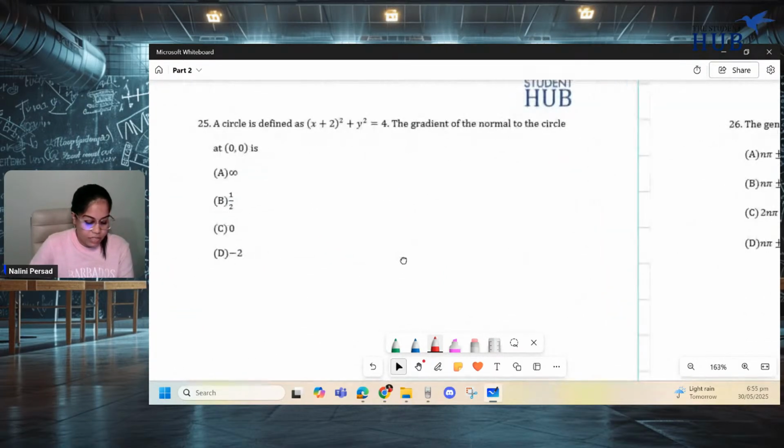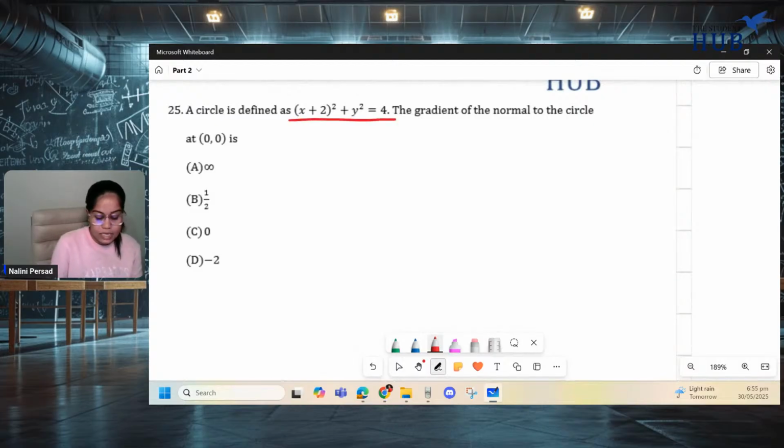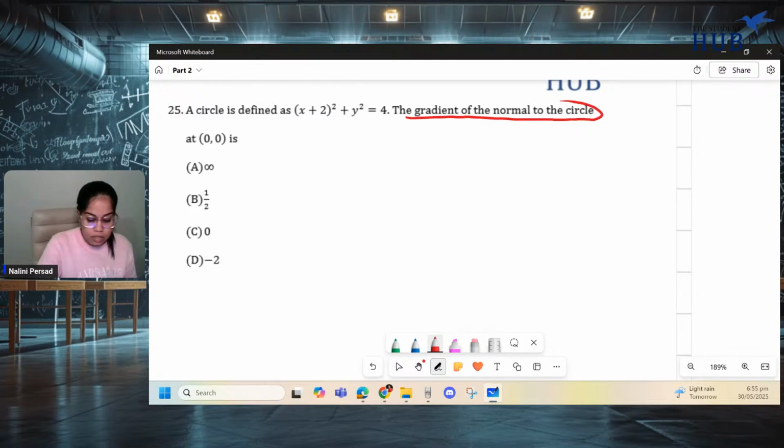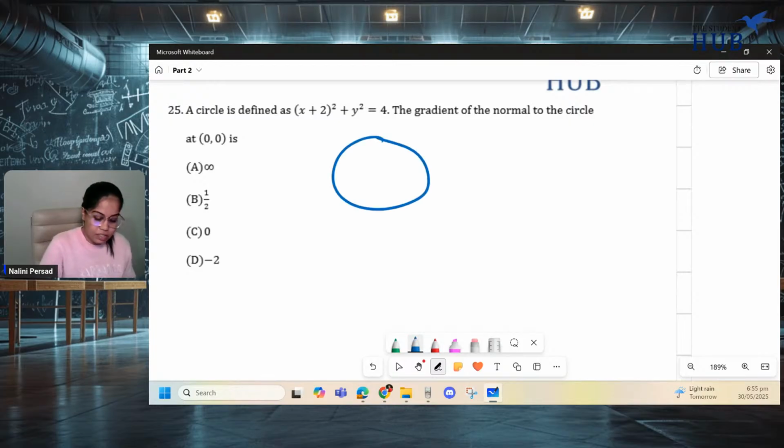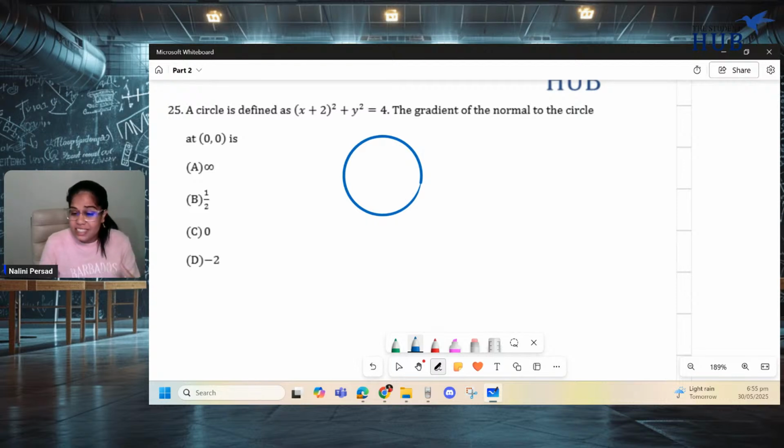Niceness. Question 25. A circle is defined as this, right? So you're given the standard form. The gradient of the normal, see normal, they should bold that word, normal to the circle at 0, 0. We love a diagram. The reason why I like to always draw diagrams is because you yourself need to always be thinking about what it looks like. If you were to graph it, what would it look like? The center of the circle is -2, 0. So geometrically, where would 0, 0 be? Wouldn't it be right here?